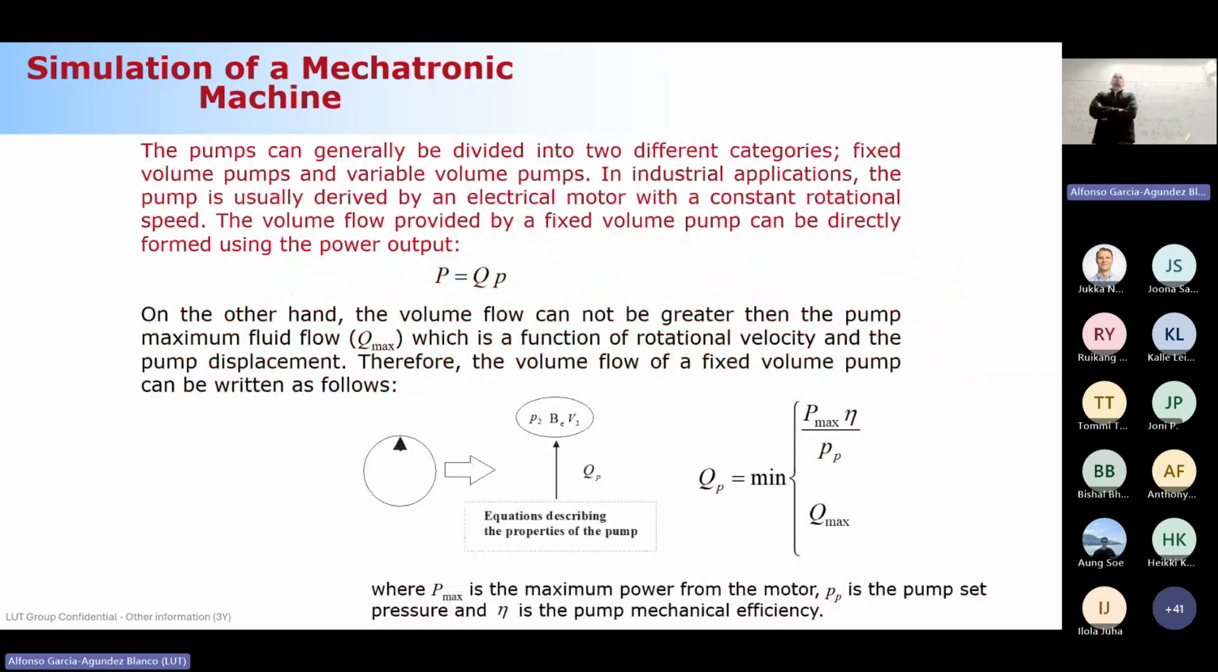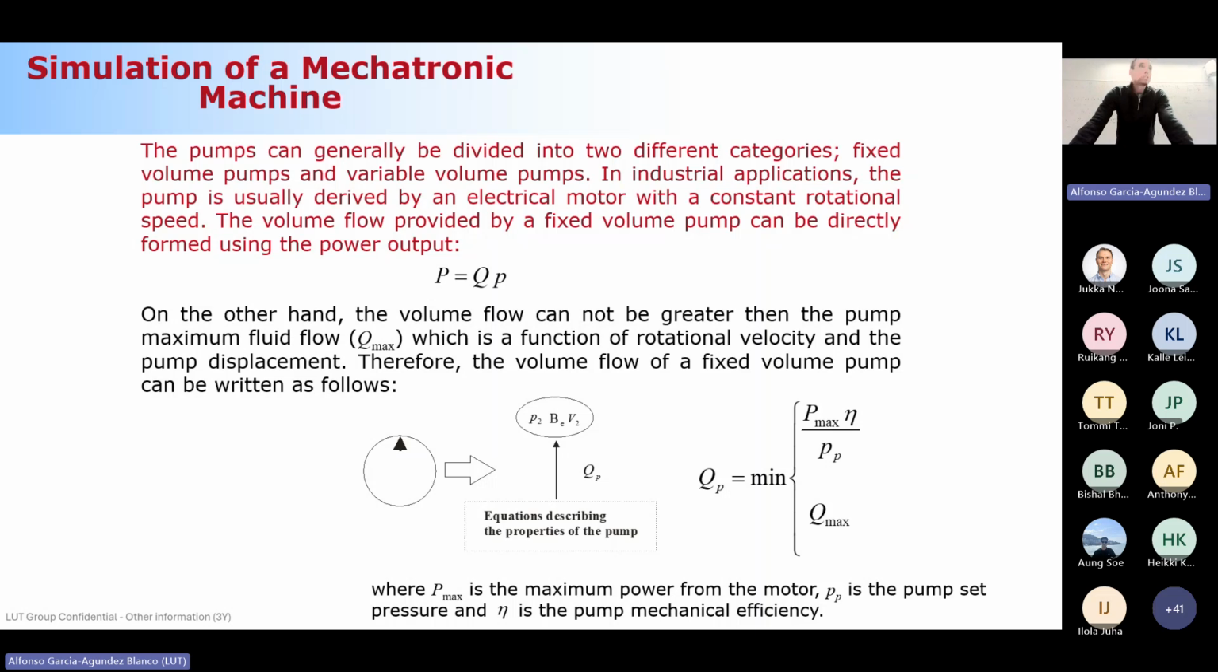Types of pumps that we are going to consider here. There are two main types that maybe you have heard about: fixed volume pumps and variable volume pumps. Usually in industry, how does this pump work? We usually have a motor that is spinning, and this motor drives a pump.